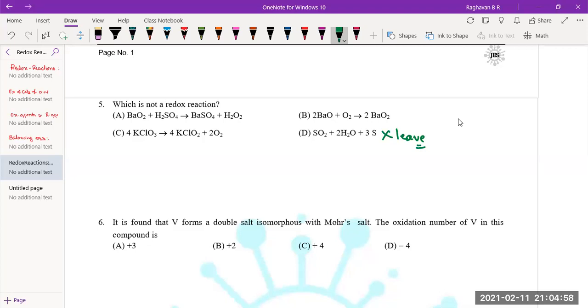Okay. What is the oxidation state of oxygen in reactants of BaO2? It's -1. On the right hand side, yes, -1. Is that the answer? Yes, sir.